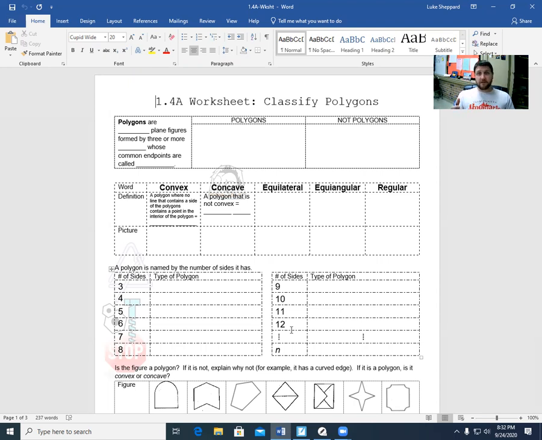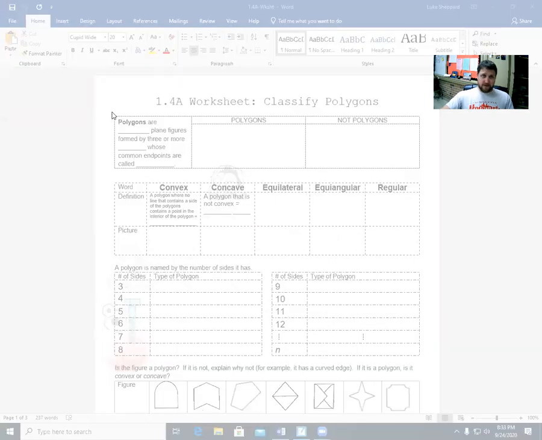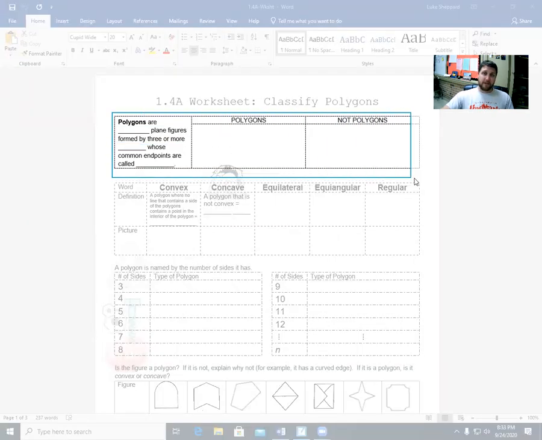So just make sure that as you're working through this, you're doing the best that you can. You're just understanding what we're talking about. This is about general shapes and general sizes. So we're going to get started here, and I'm just going to work through a little bit of it and get you started. Okay. So this is going to start off with something called classifying polygons.